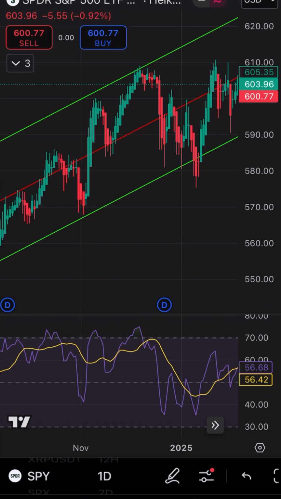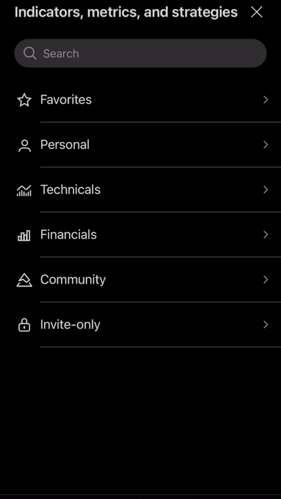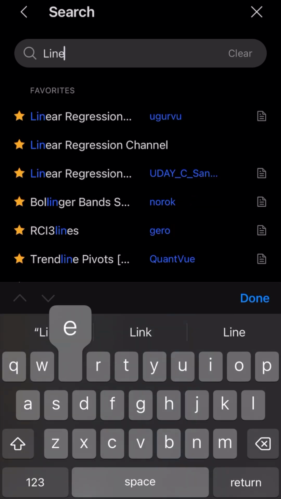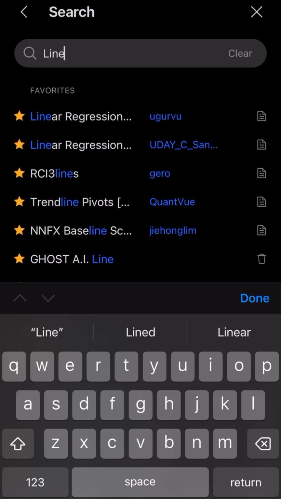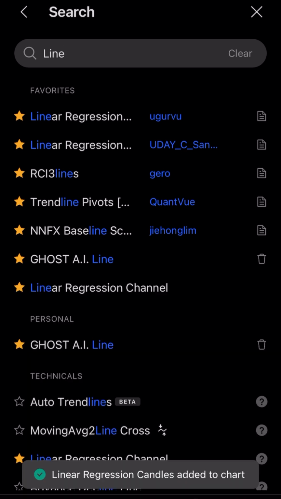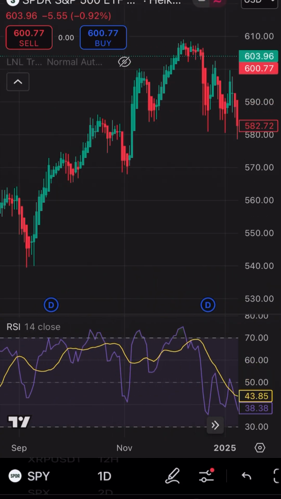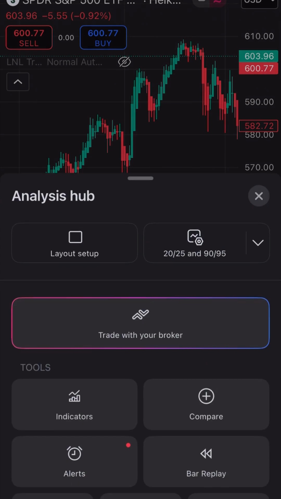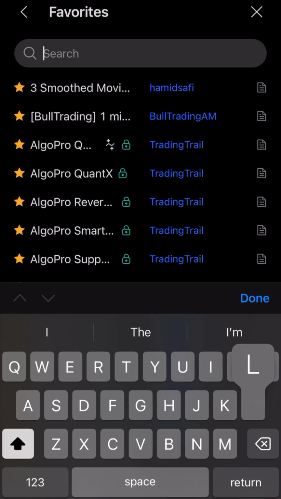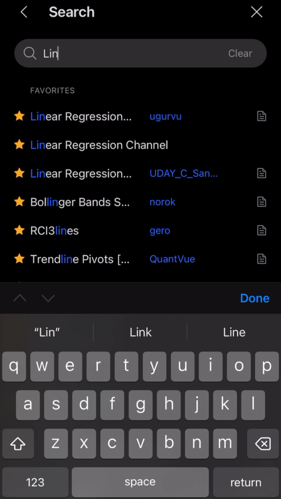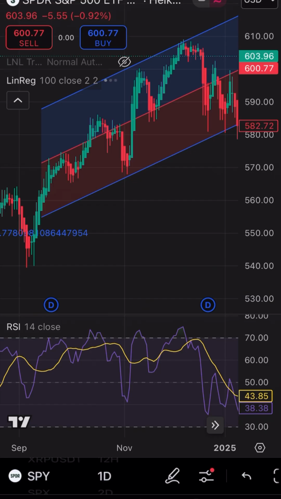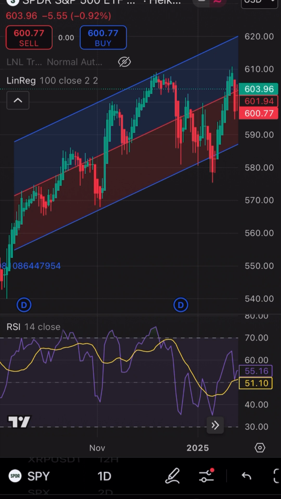Okay, so the indicators that you're going to need for this: you're going to go to your indicators and go to linear regression. That's the top one, it's by UG, URUV there. You want to click that one. So what you want to do, you want to go to linear regression channel. And what it's going to look like default is like this.